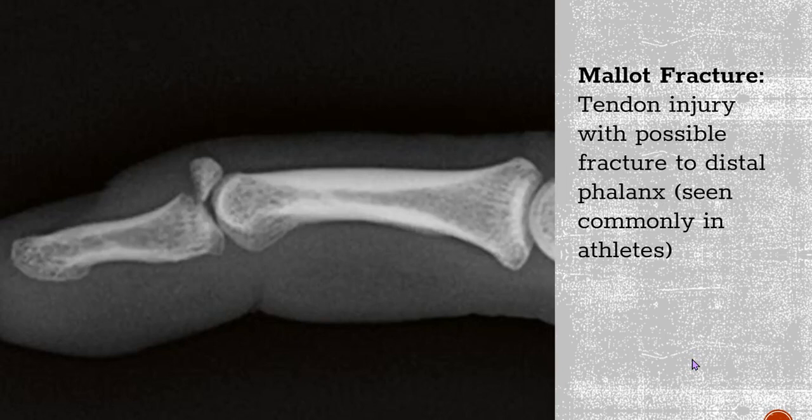Next, a mallet fracture. Again, this is an injury to the tendon where you may see a fracture to the distal phalanx. And you see this, here's your fracture. You see this a lot in athletes, where maybe a ball hits the end of their finger, a basketball or baseball, and kind of jams their finger. You'll see a tendon injury, and then sometimes you'll see this fracture, and we call that a mallet fracture. Again, it occurs at the distal phalanx of any finger.